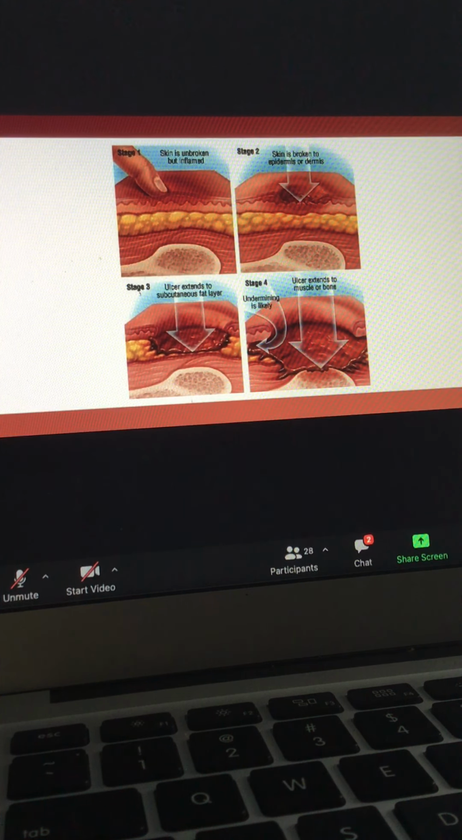If you start seeing bones, muscles, or tendons on the sore of the patient, that's a very deep injury. Now we call that stage 4. Okay, so it extends towards the muscle, the tendons, or even the bones. So in some patients, you might see the bony areas, especially in the coccyx. Someone with a stage 4, it looks nasty.